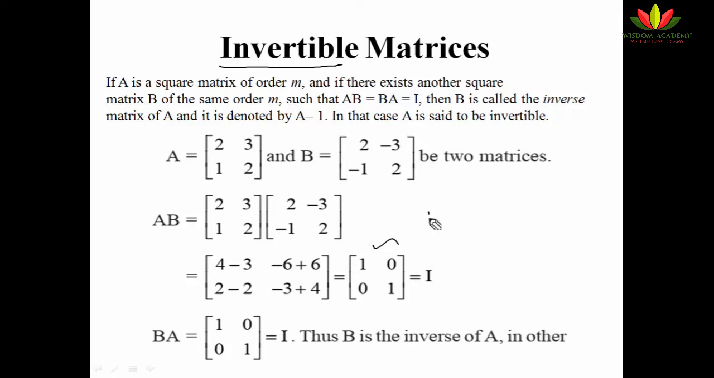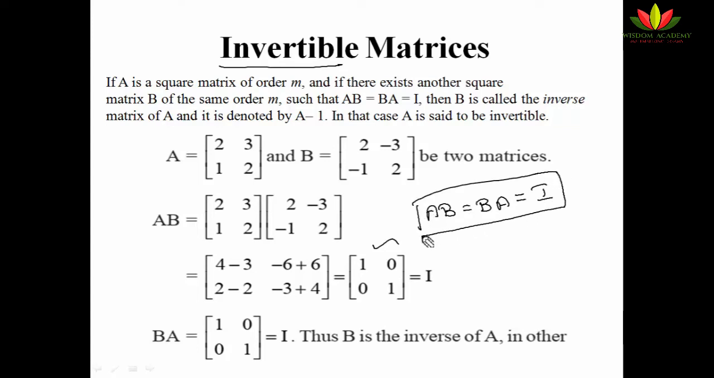That is, here AB will be equal to BA. Okay, you know generally that matrix multiplication is not commutative, right? But in this form we will get commutative. That is, if my A and B are multiplied and the resultant is the identity matrix, then if I multiply B and A, I will also get the identity matrix as my resultant. So this is called invertibility of a matrix.